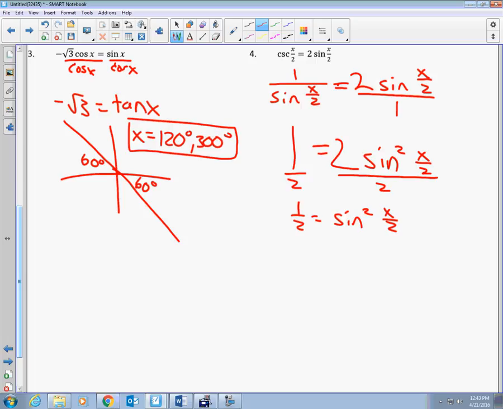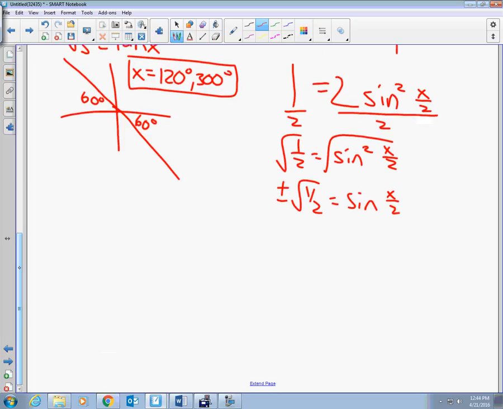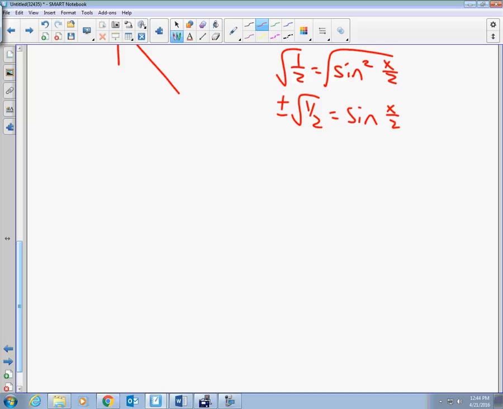What do I have to get rid of now? Squared, so I take the square root. And after this, plus or minus the root of 1/2 is equal to the sine of x over 2. Now what do I have to get rid of? Before I deal with the x over 2, I have to get rid of the sine. How do you get rid of sine? Sine inverse. So I set up my quadrant. Where is sine positive? 1 and 2, negative in the third and the fourth.